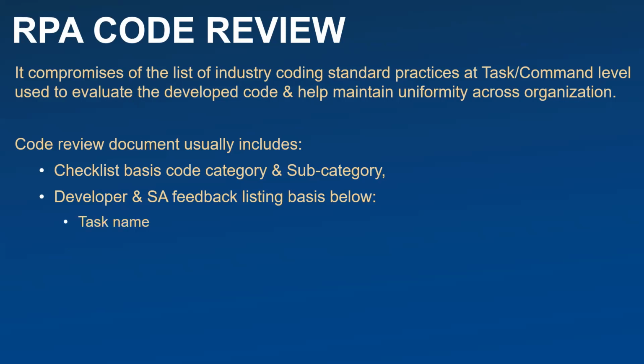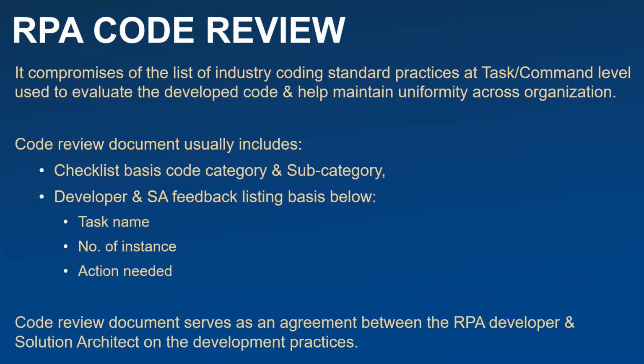So what does it consist of? It consists of task name and number of instances. Number of instances says how many times that observation has been found, along with the action needed against that observation. The code review document basically serves as an agreement between the RPA developer and solution architect on the development best practices once the review is complete and signed off. It means that the solution architect agrees that the developer has followed all the best practices and the code is ready to move on to the next level, which is UAT and then prod.